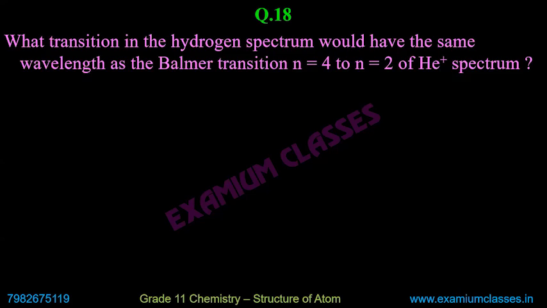Yes, we'll use the wave number formula to calculate the wavelength from n equals to 4 to n equals to 2. And then, sir, we'll replace that wavelength in the hydrogen wave number formula, and then we'll do a bit of trial and error, and we'll find the answer. Okay. How can we combine a few steps?